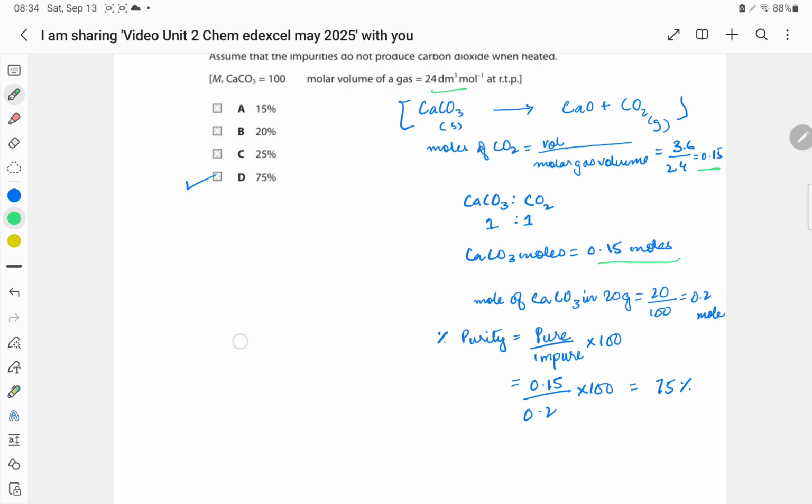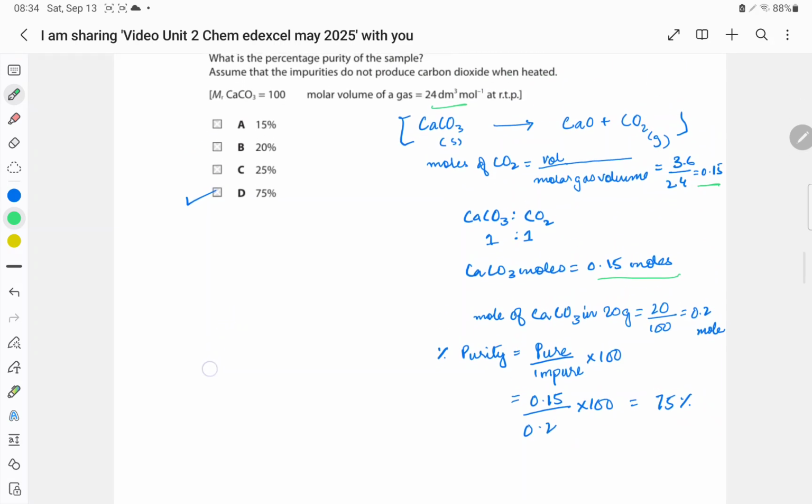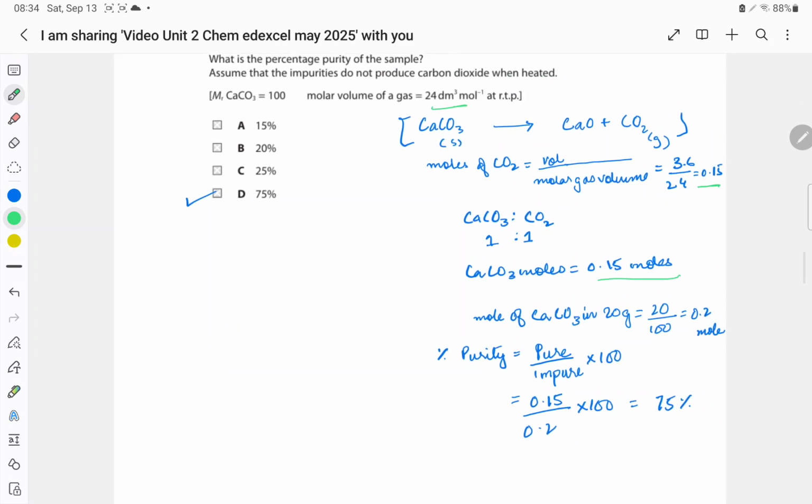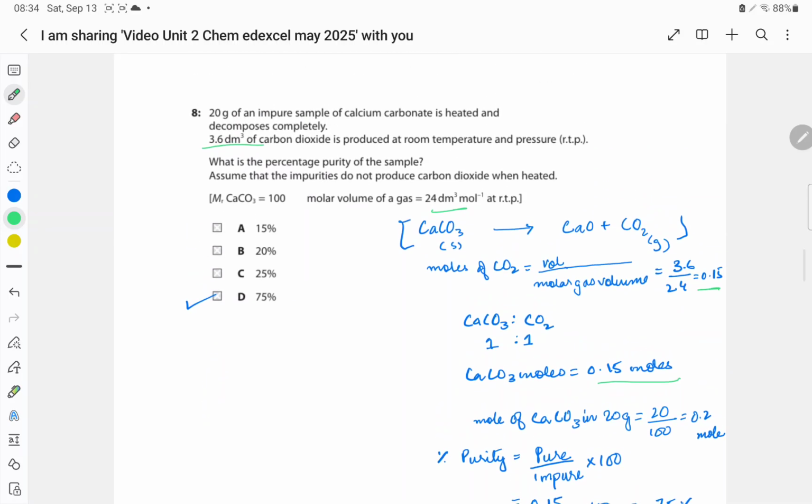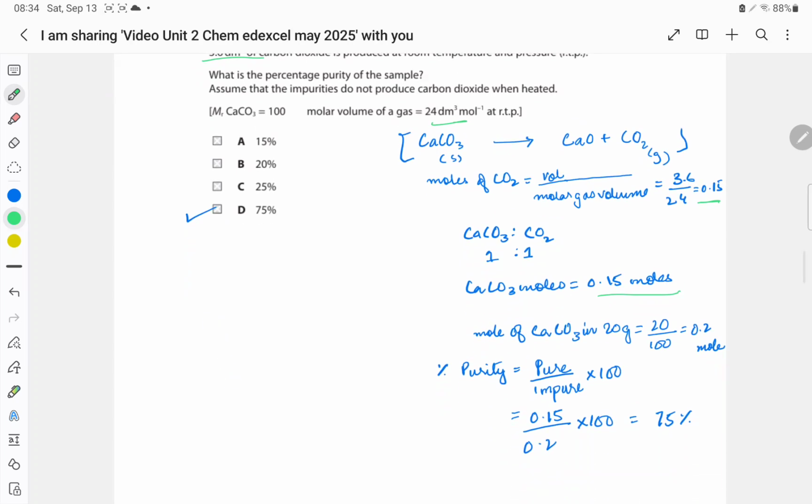So once we found the moles of calcium carbonate, now we have to find out the moles of calcium carbonate in 20 grams, because the sample is of 20 grams. So that's why we have to divide by the Mr of calcium carbonate, that's 100. So we got 0.2 moles. And now placing the formula, you need to learn the formula. That's percent purity is equal to pure upon impure into 100.